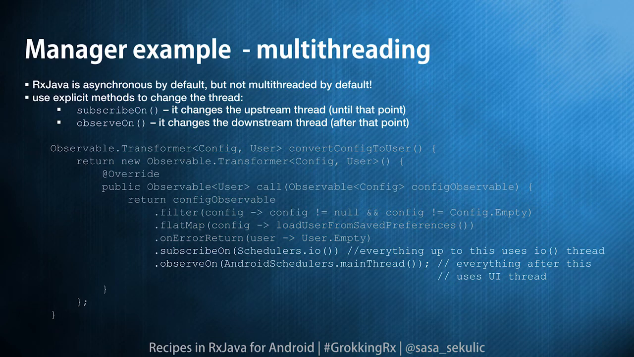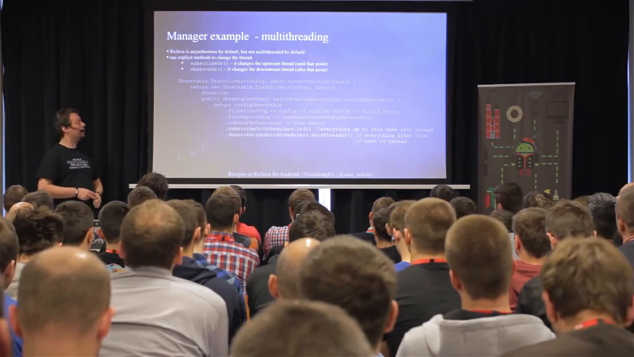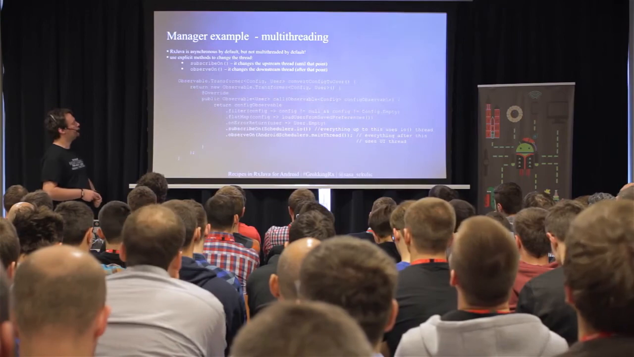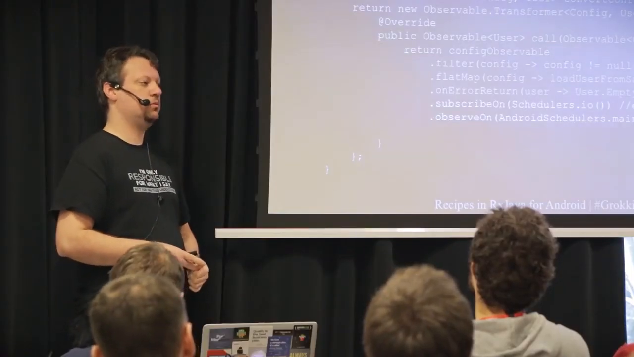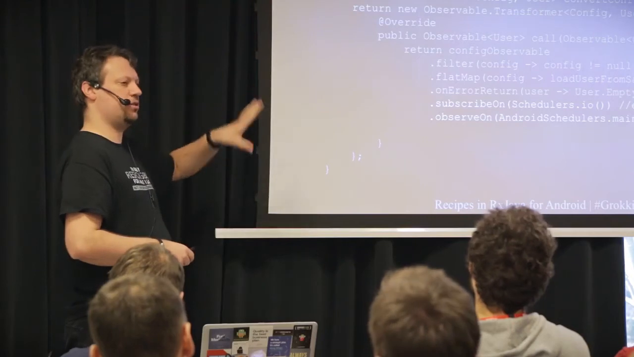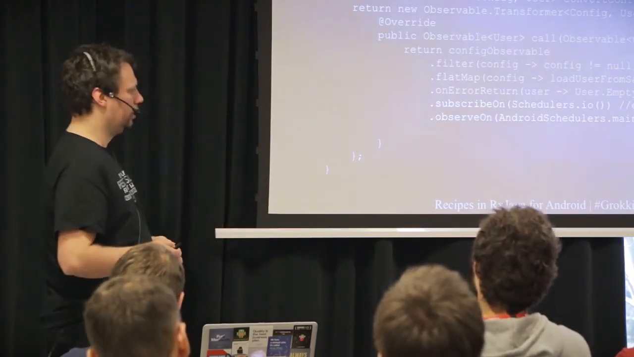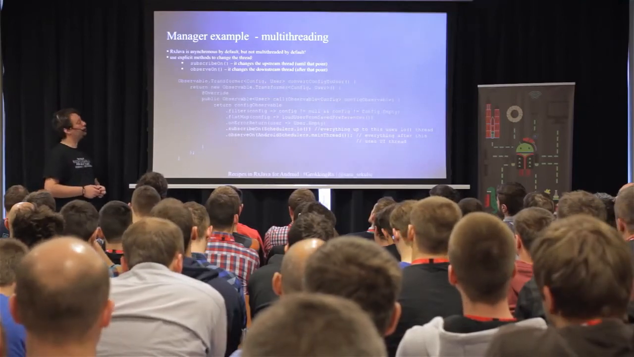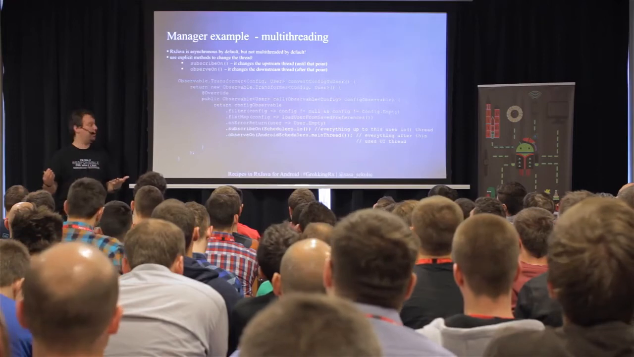So now we go to multithreading. Ivan was already talking about multithreading a little bit, and some of you had very nice questions. RxJava is asynchronous by default, but it's not multithreaded. By default, all the methods are executed on the thread from which you called it, which probably isn't what you wanted, especially on Android, because you always had a problem with the UI thread and everything else.